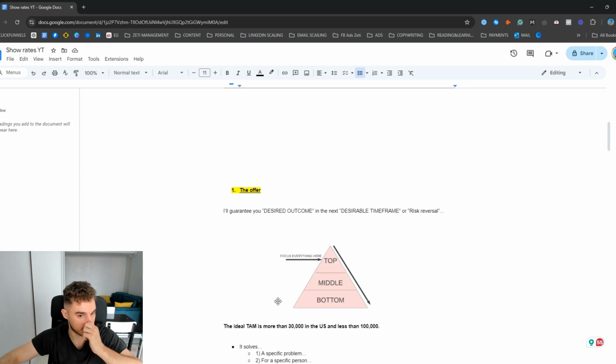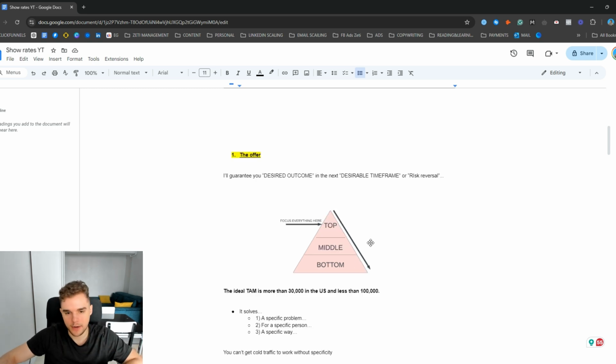The first lever is going to be the offer. And honestly, this is the most powerful lever and the most important lever that you can implement. As everyone says, the offer is the most important thing. Offer is king. That is true. And the offer is actually going to affect your show up rate. So the classic template for an offer that we all know and love is, I'll guarantee you whatever outcome in a time frame, or you get the risk reversal, right?